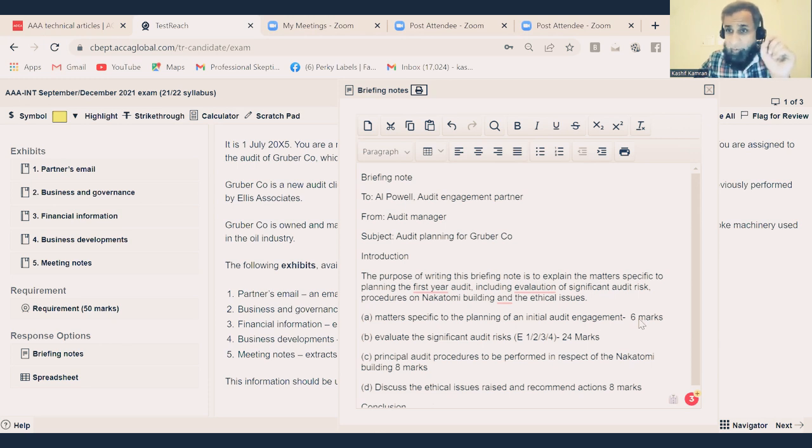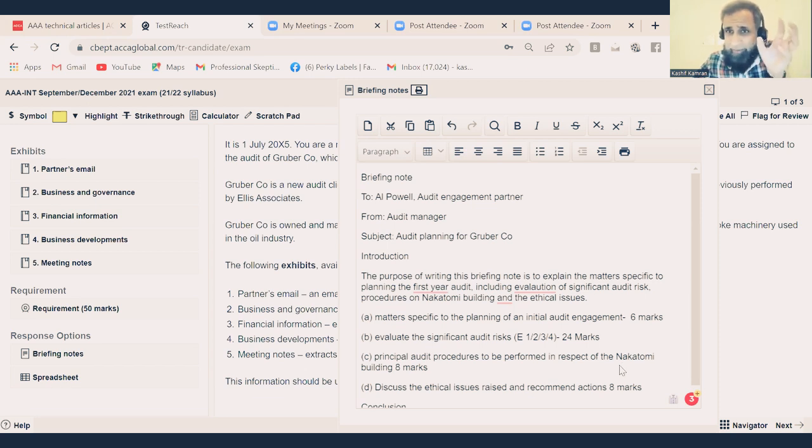Examiner is not asking you for a client screening procedures because you've already done the client screening and you've already accepted Grubber as a client. But examiner is asking for matters specific to planning the first year audit because you are developing an audit strategy. You are developing an audit strategy for the first year audit. So what specific matters will you consider when you are planning the first year audit of any company? In our case, it's the Grubber company.